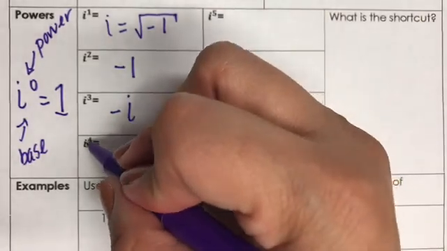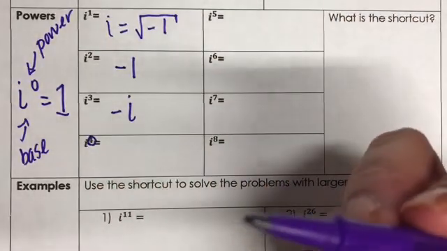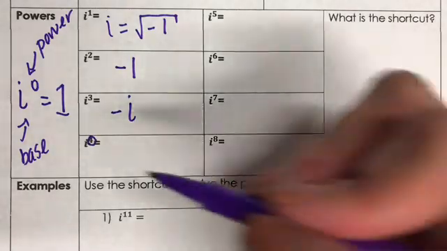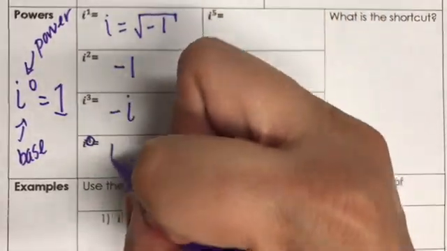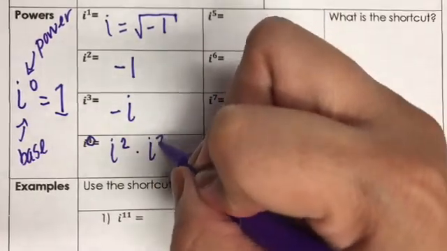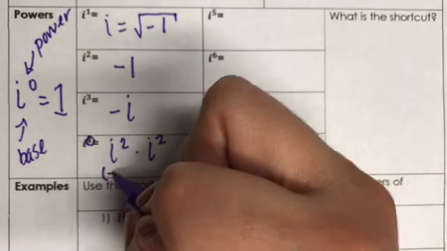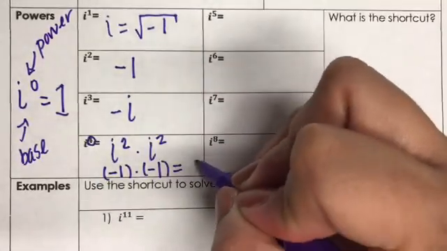Let's go ahead and expand the exponent. So when you multiply variables, you add the exponents. If we break this down, this would be i to the second times i to the second. i to the second is negative 1, so it's negative 1 times negative 1 equals 1.